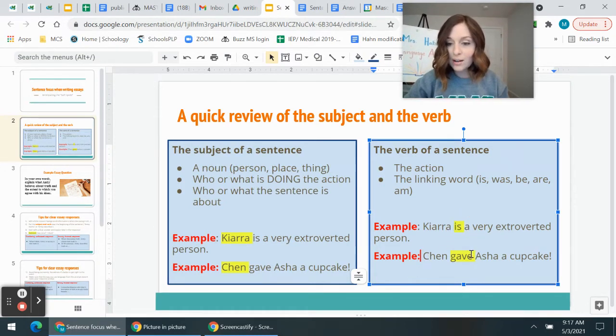Next, we have Chen gave Asha a cupcake. There's only one action verb here, one action word in the sentence, and that's gave. Now, sentences can have more than one verb, but in this case, we're just going to keep it simple.